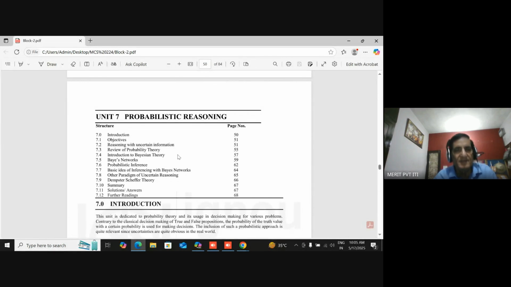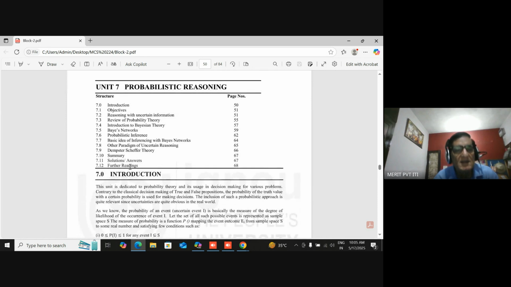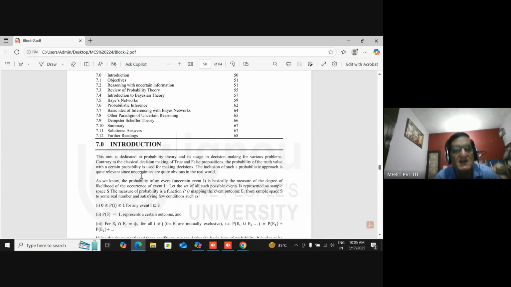All the best. Probabilistic reasoning. You can see that these are the introduction, objective reasoning with uncertain information, review of probabilistic theory, introduction to Bayesian theory, Bayes network, probabilistic inferences, and all that. The unit is dedicated to probability theory and its uses in decision making.